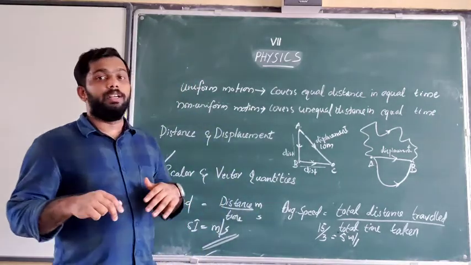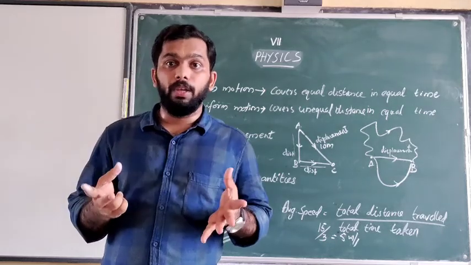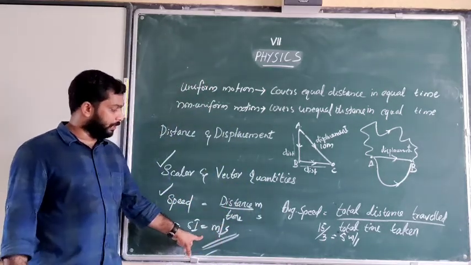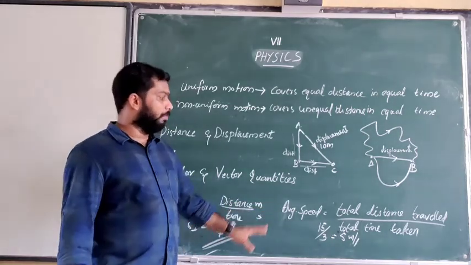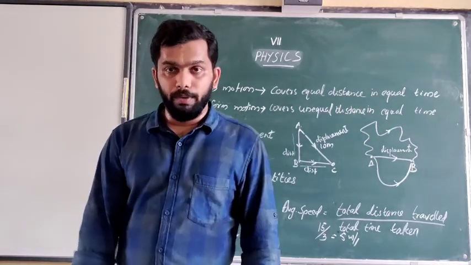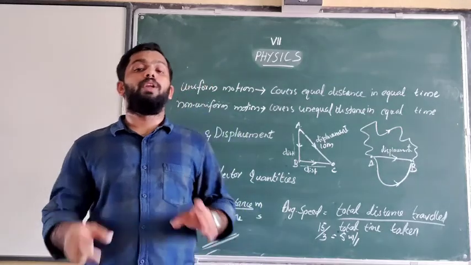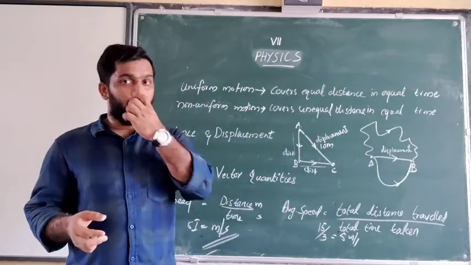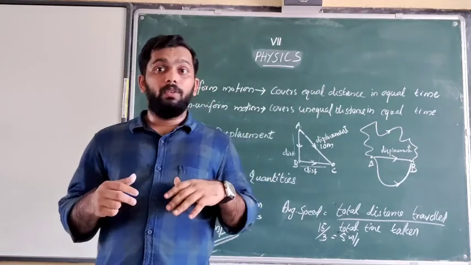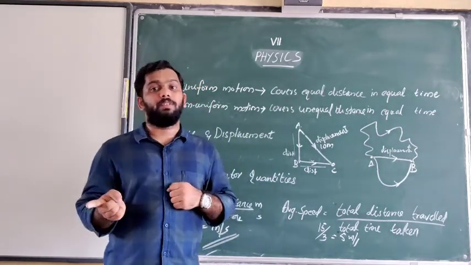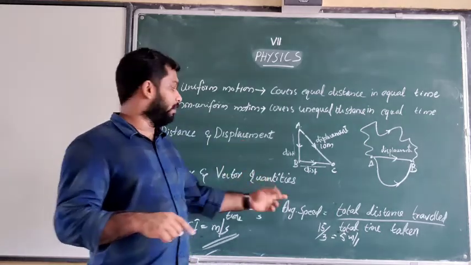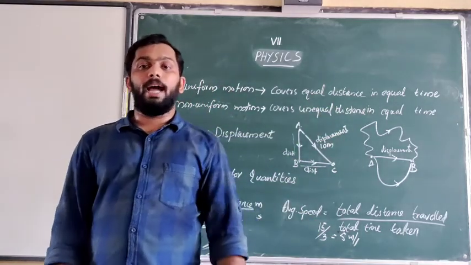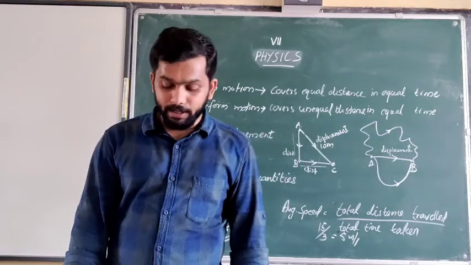Then finally we have seen speed. Speed is the distance traveled per unit time. Distance divided by time gives the speed. The SI unit is meter per second. Then there is uniform speed and non-uniform speed. Uniform speed is equal distance traveled in equal intervals of time. Non-uniform speed is unequal distance traveled in the same interval of time. At that time, we find the average speed: total distance traveled divided by total time taken.